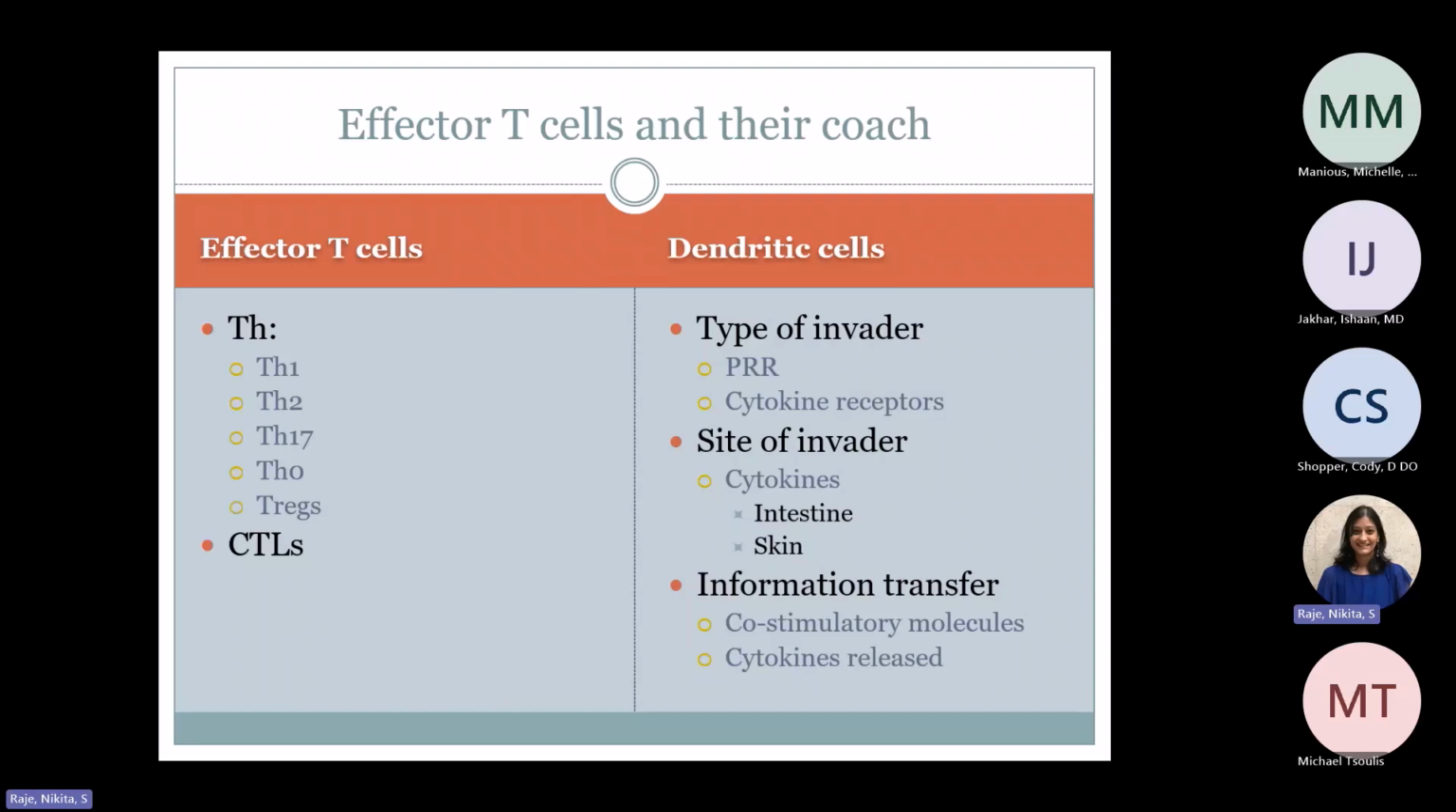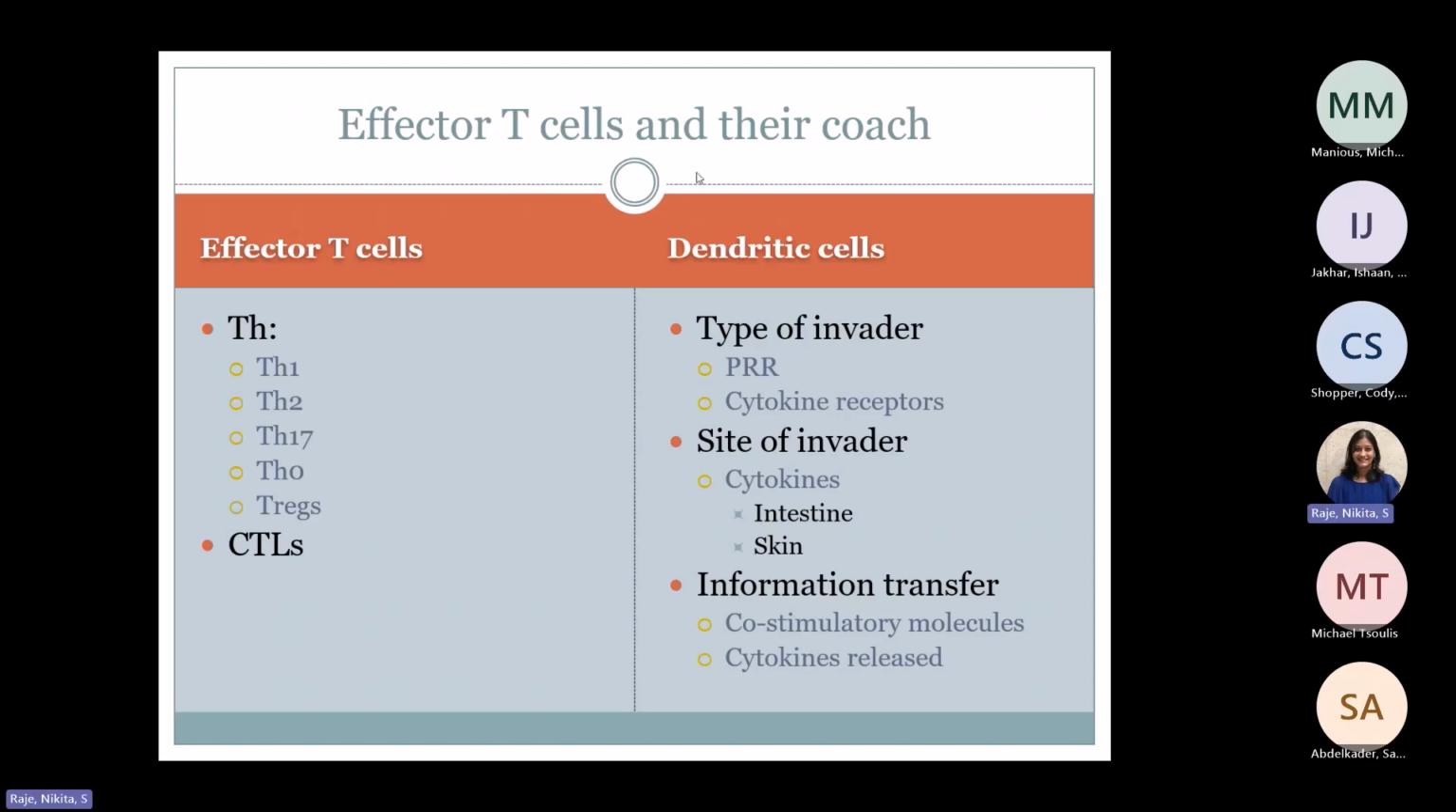So when they use a particular type of cytokines, they set themselves as different subsets to use those cytokines, such as T helper cell subsets 1, 2, 17, Th0, Tregs. All these are T helper cell subsets that have different functions. And then we talk about the CTLs as well.